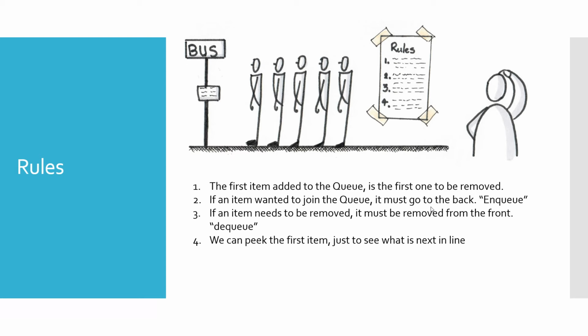So the first item added to the queue is the first one that therefore gets removed in programming terms as well. And if an item wanted to join the queue, it needs to go to the back. It can't go to the front and take the space of the person that just left. The term we use for this is to enqueue. Okay, and if an item needs to be removed, it needs to be removed from the front of the queue, and that's when we dequeue an item, so we remove it from that queue. We can also peek the first item just to see what's next in line without actually returning and removing the value.